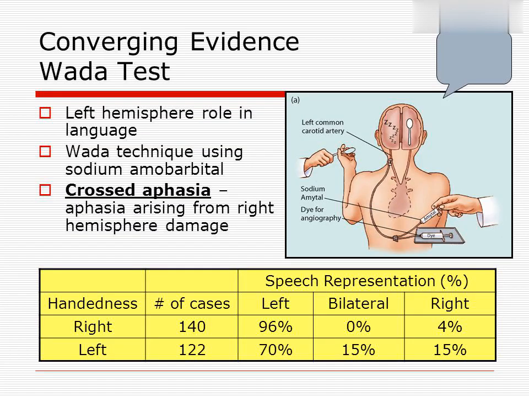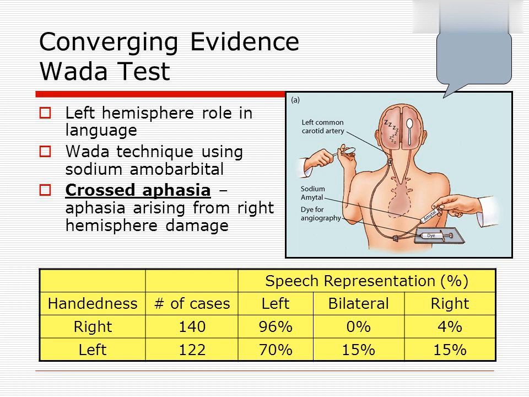Converging evidence: the WADA test shows the left hemisphere's role in language. The WADA technique uses sodium amobarbital. Crossed aphasia is aphasia arising from right hemisphere damage.